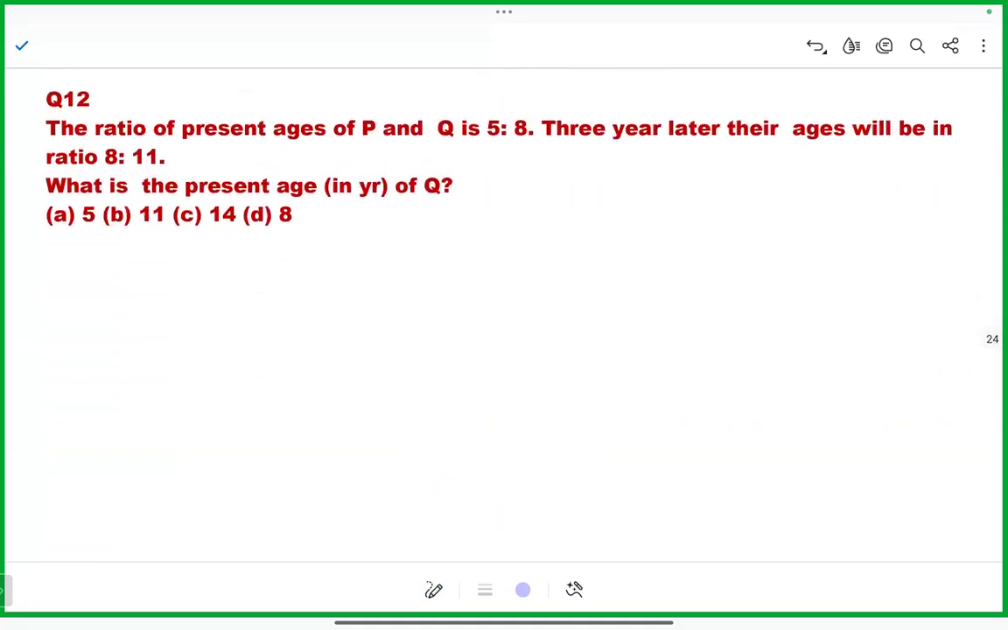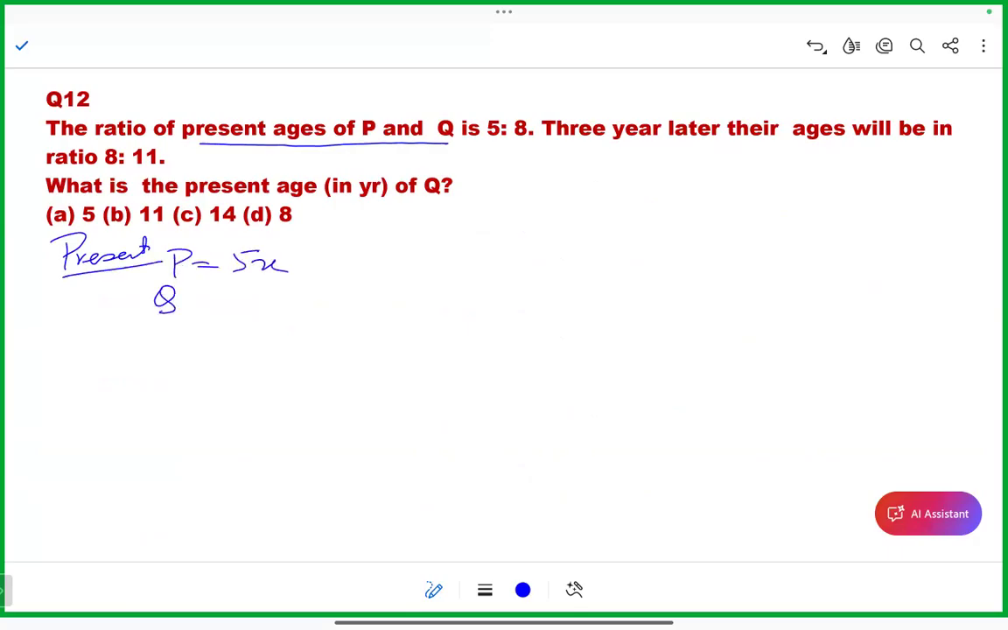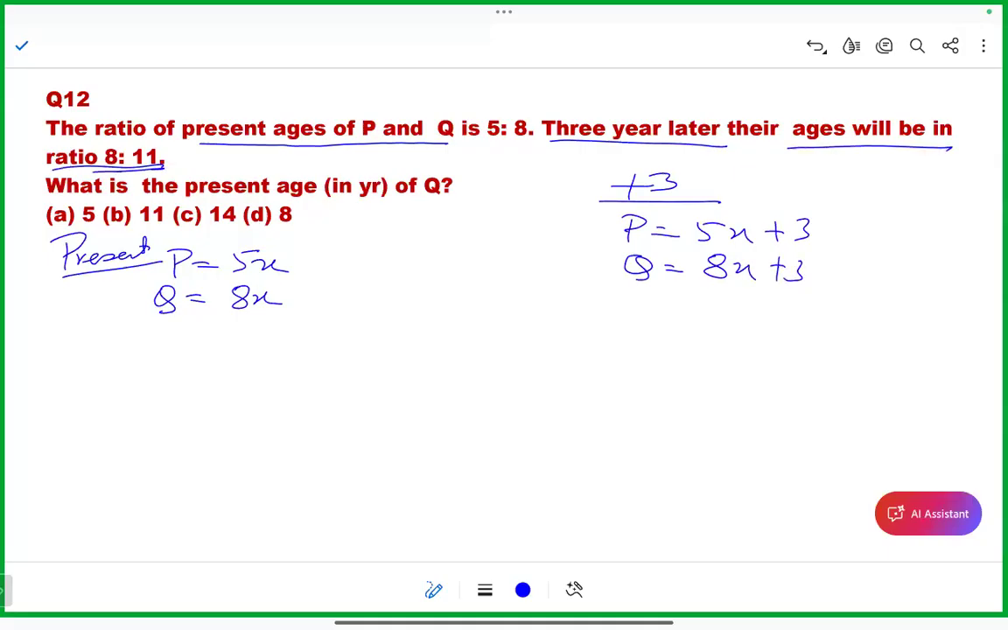Now let's solve question number 12. Again, you will start with the present. The present ages of P and Q are: P is 5x, Q is 8x. Now, 3 years later, that means plus 3, their ages will be 5x plus 3 and 8x plus 3. This is simpler because there are only two characters. Their ages will be in the ratio 8 is to 11.